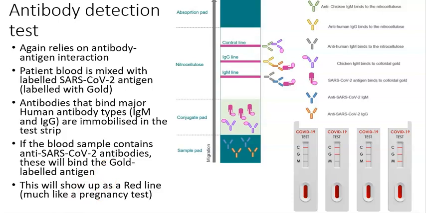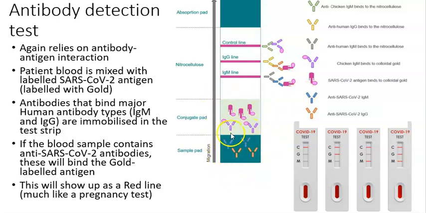So this test system relies upon isolating some SARS-CoV-2 antigen, so it could be the spike protein, and what we do is we label the spike protein with a label. In this case, it's colloidal gold. So there's the COVID-19 virus protein labelled with colloidal gold, very strongly coloured. That is present on this first part of the test strip. This is where we put our sample.